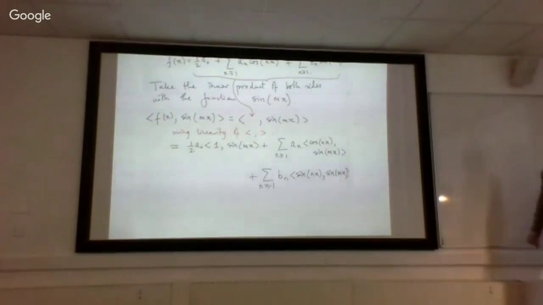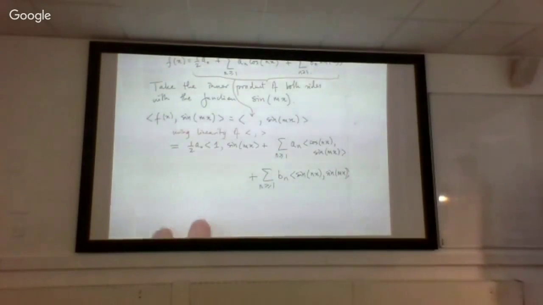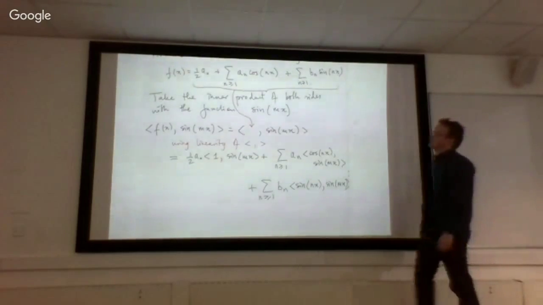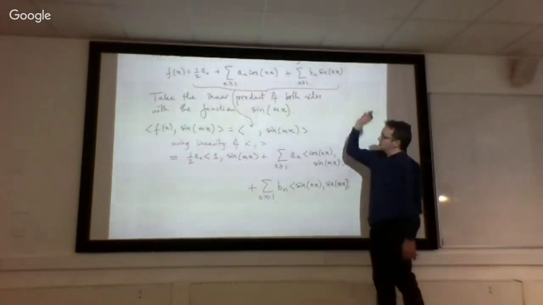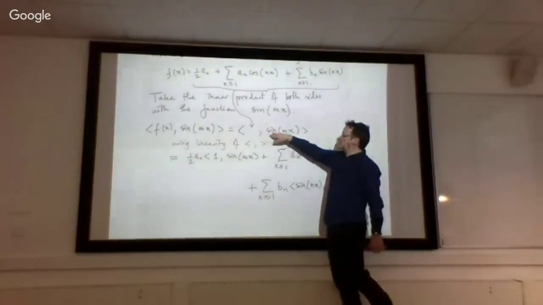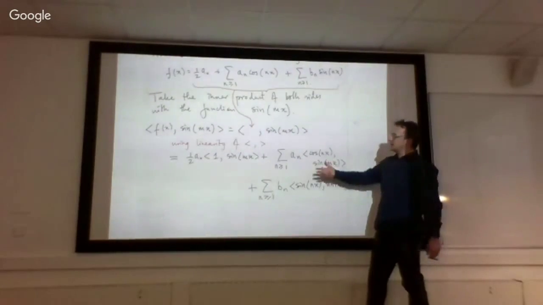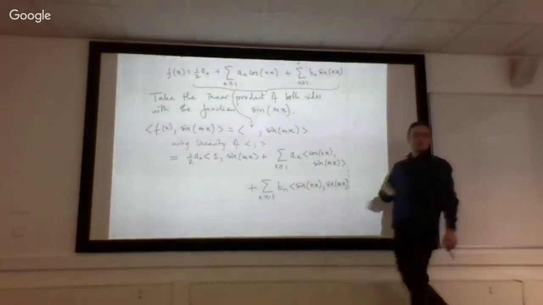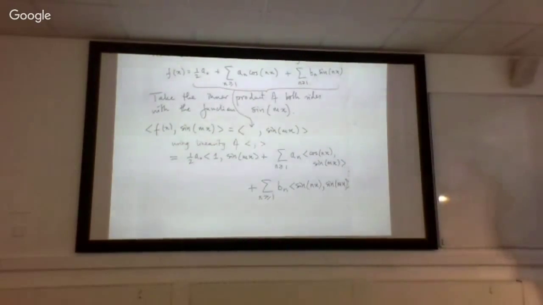So you can see what I've done there is exploited the linearity property of the inner product. We've said that the inner product of f with sine is the inner product of this big giant linear combination with sine, and then I've split that down as the corresponding linear combination of all the individual inner products.